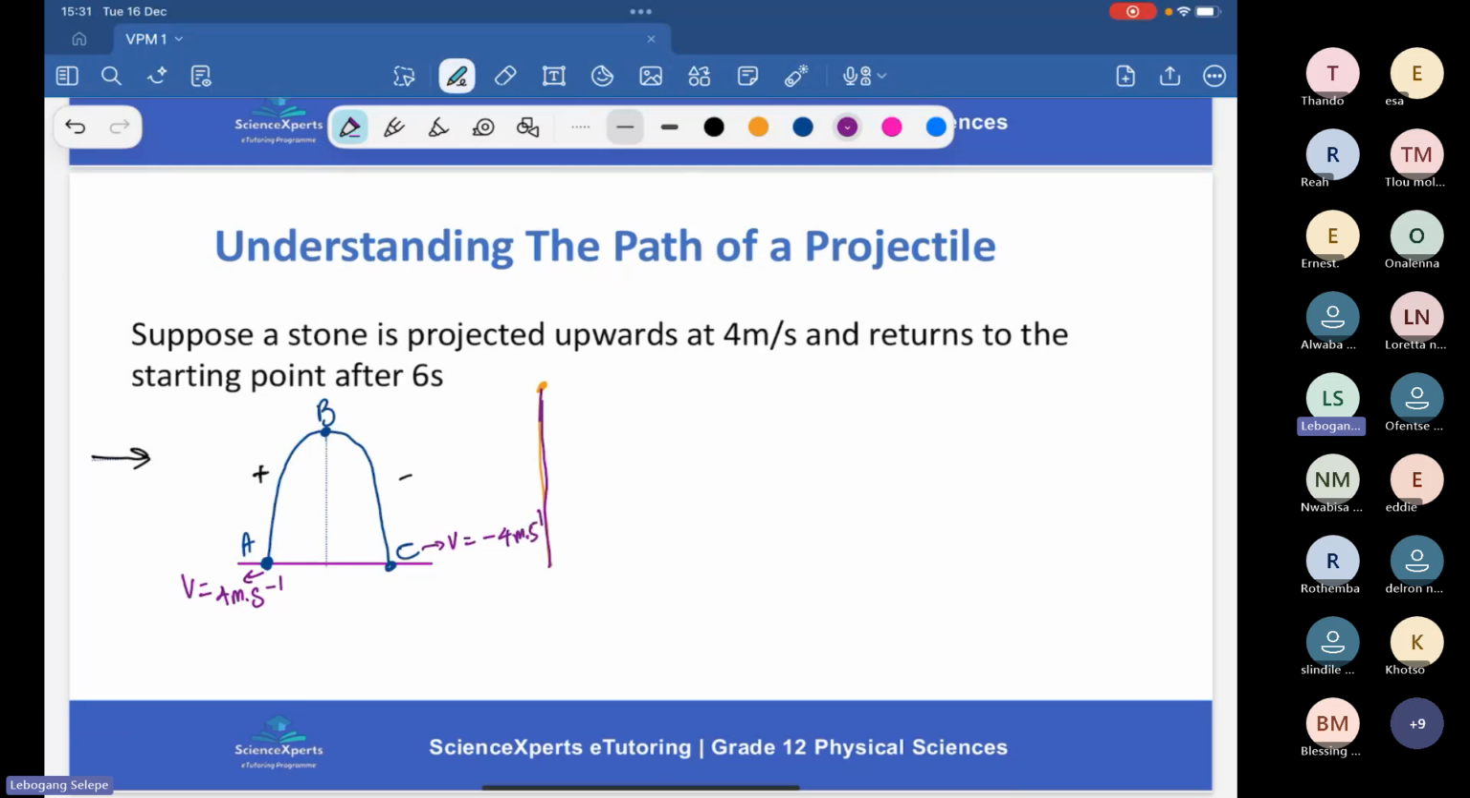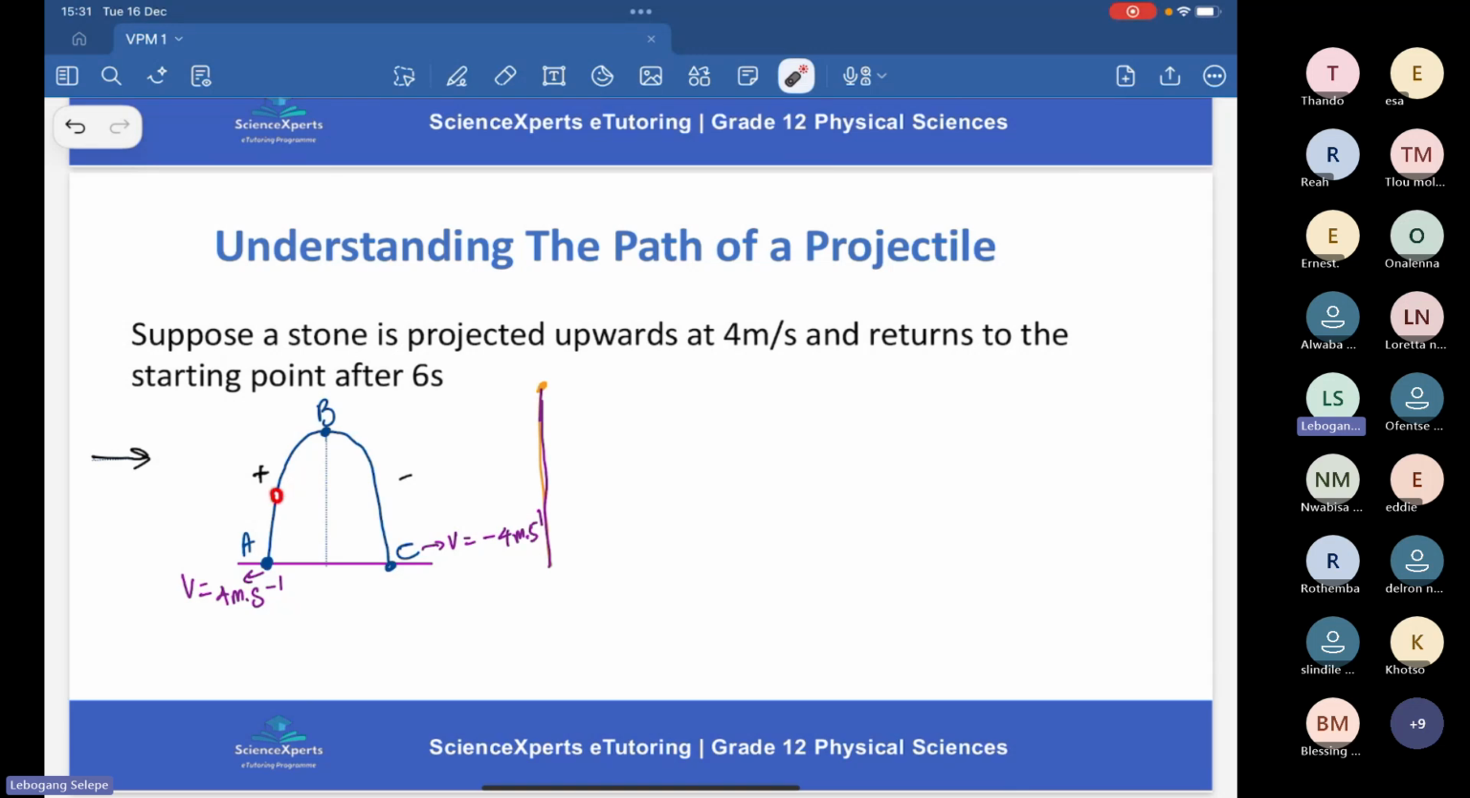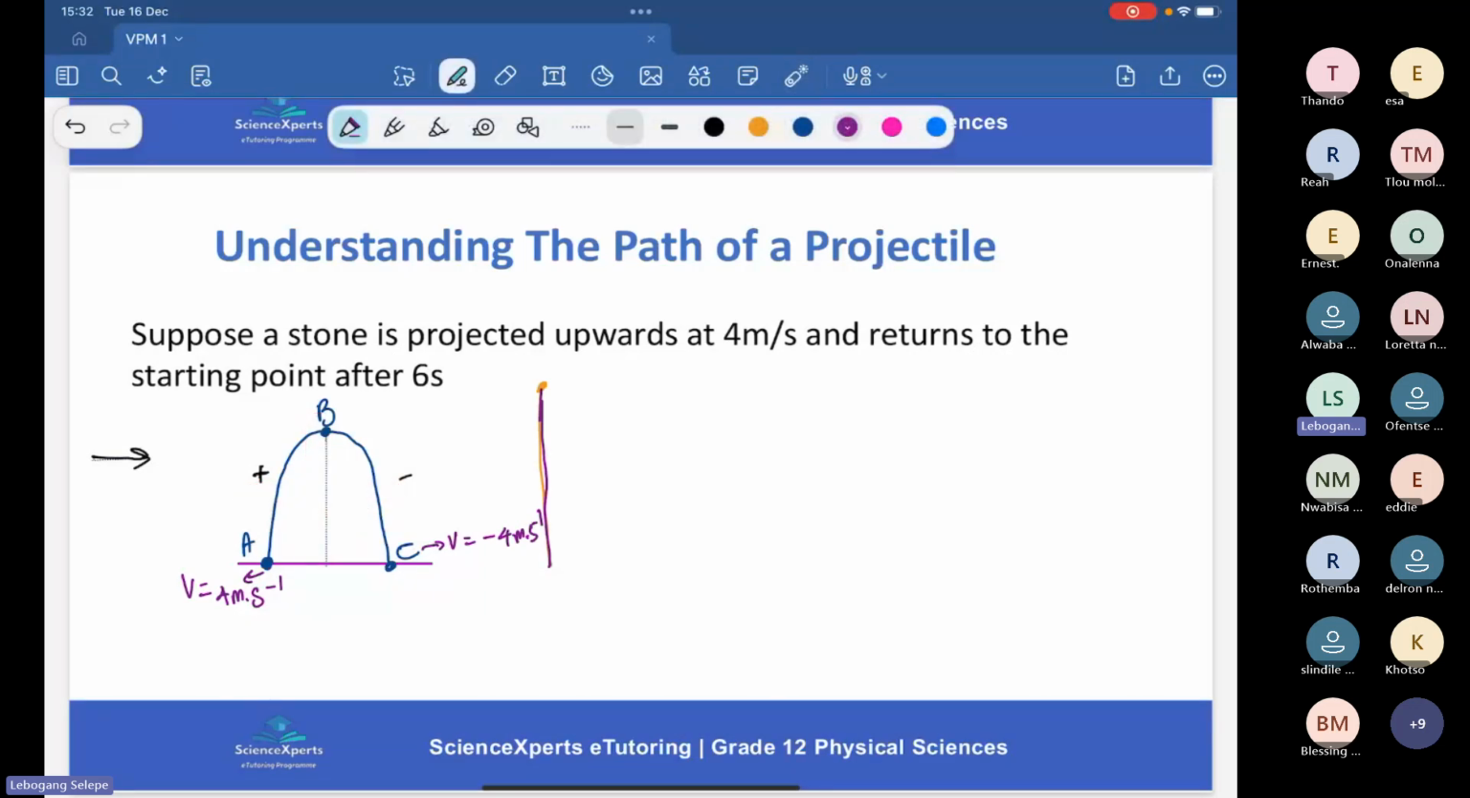right? But for any points that are mirror images of each other across the turning point, the velocities would be the same in magnitude, but they would just differ in direction, right? So now let's wipe that.